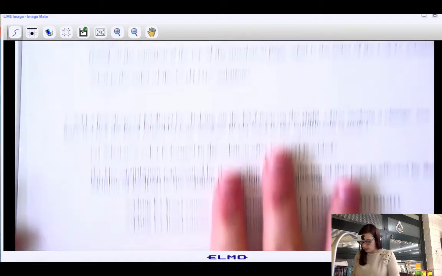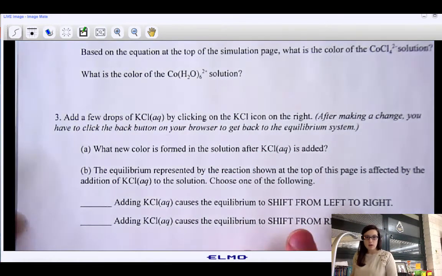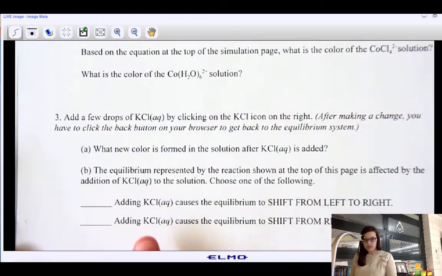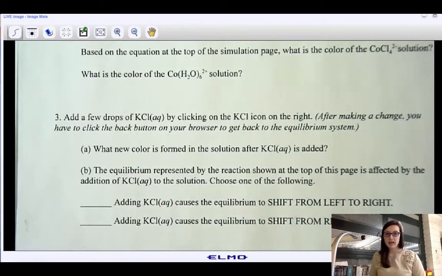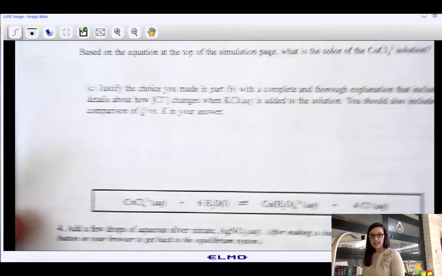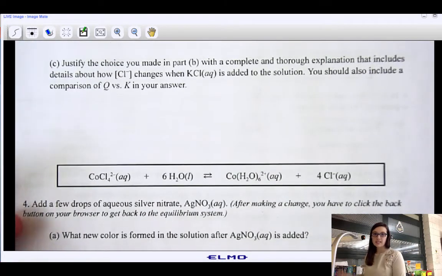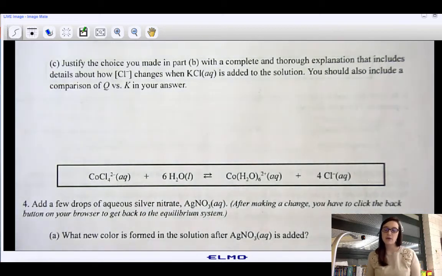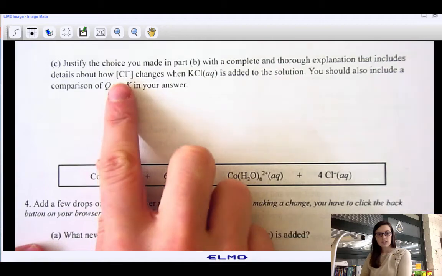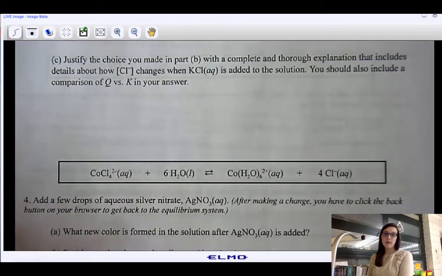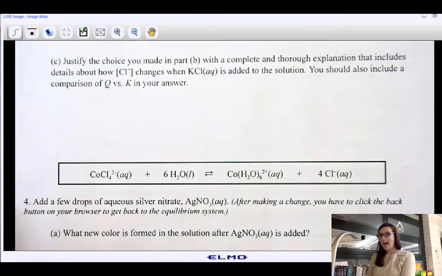And so if we take a look at the lab, it's asking, what color is formed, what happens at equilibrium, but then more importantly in part C, it says to justify our choice, talking about Q versus K and how Cl- changes. So remember that KCl will dissociate into K+ and Cl-. So when you are adding KCl to this solution, you are actually adding Cl-.